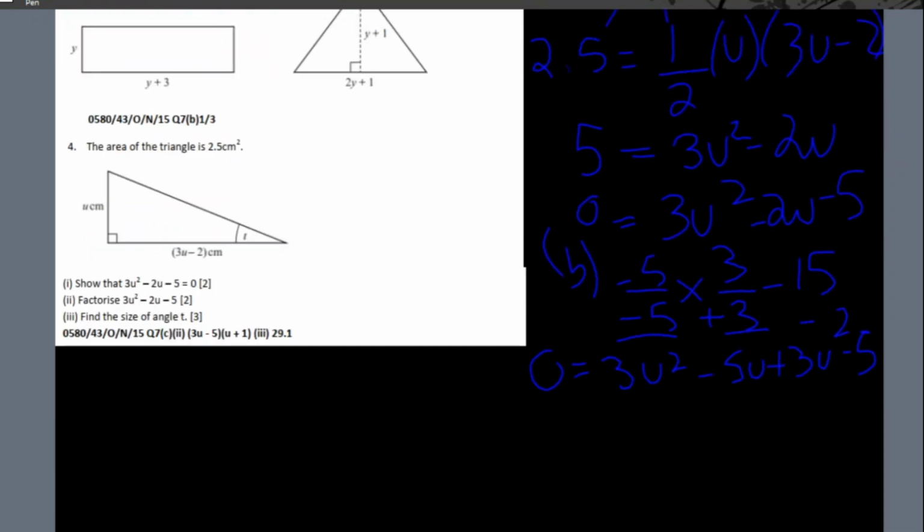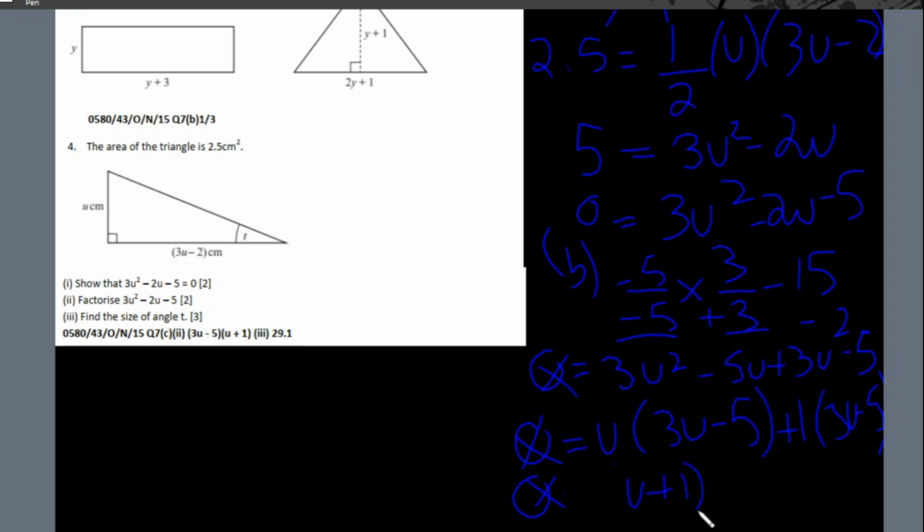In the first two expressions only u is common, so u times 3u minus 5. In the next two nothing is common, so I write 1 common, and then 3u minus 5. So the factorized form is simply, I wrote equals to 0 by mistake. The factorized form is u plus 1 and 3u minus 5. This is the factorized form. This is B, question 4, part 2. This isn't part B, part 2.